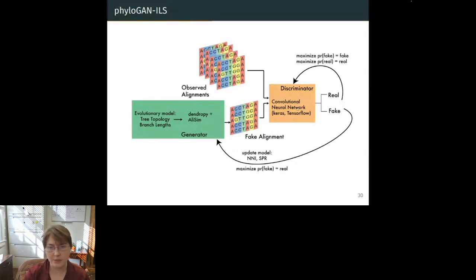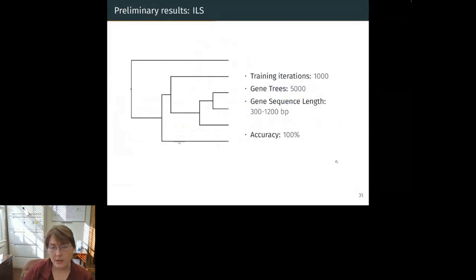Otherwise, we're doing the same thing. We're comparing simulated alignments to real alignments using a discriminator and proposing new species trees using nearest neighbor interchange and subtree pruning and regrafting moves. For ILS, we ran this on a 6-taxon species tree. We used 1,000 training iterations and generated 5,000 gene trees with sequences ranging from 300 to 1,200 base pairs. And we found that in this relatively simple case, we had very high accuracy. So in all of our replicates, phyloGAN accurately inferred the species tree. However, this gets really computationally intensive, so we didn't explore larger trees with this version of phyloGAN.